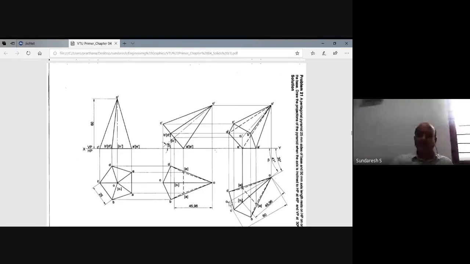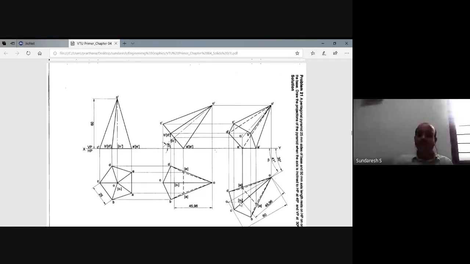So once you get this point O1, then with that O1, draw a locus line. So how do you draw a locus line? From O1, draw a line parallel to the XY line. Just name it as the locus of O1.